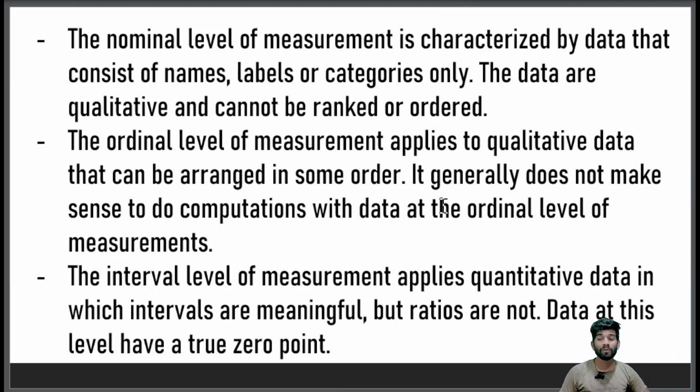The ordinal level of measurement applies to qualitative data that can be arranged in some order. Ordinal means order, nominal means names, labels and categories. It generally does not make sense to do computations with data at the ordinal level of measurement.